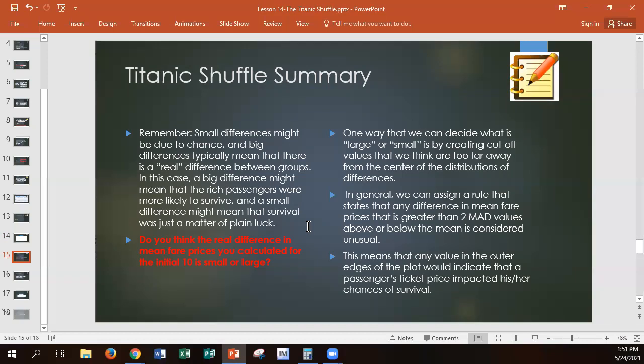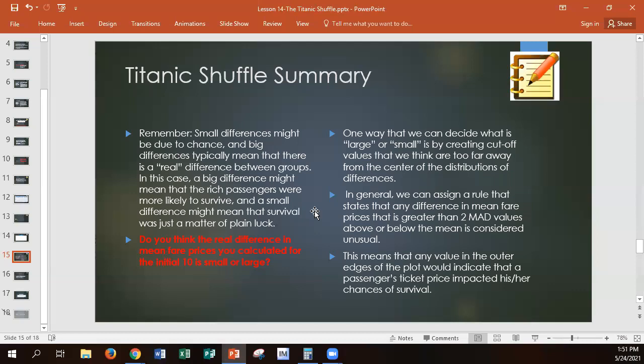Okay. So one way that we can decide what is large or small is by creating cutoff values that we think are too far away from the center of distributions of differences, such as MAD or standard deviation, right? So we can create our own cutoff values. Our differences went up to like 23. So we can say if there's anything above 25 or anything below whatever, then if it's within this range, that means it's due to chance. If it's outside this range, that means it was a real thing. There was something real life affecting it.